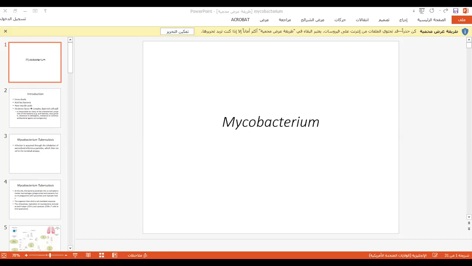While lepromatous leprosy is characterized by the most infectious form, a strong antibody response but a specific defect in cellular immunity to Mycobacterium leprae antigen, an abundance of bacilli is typically observed in dermal macrophages and the Schwann cells of peripheral nerves.